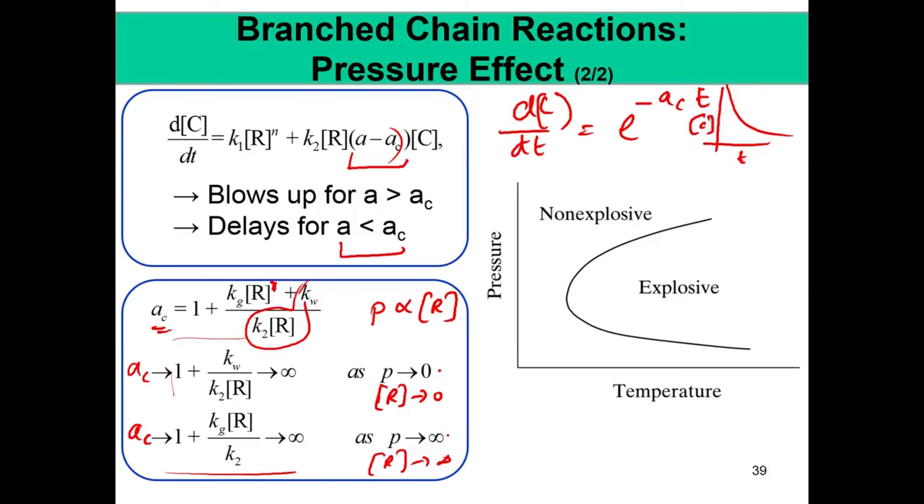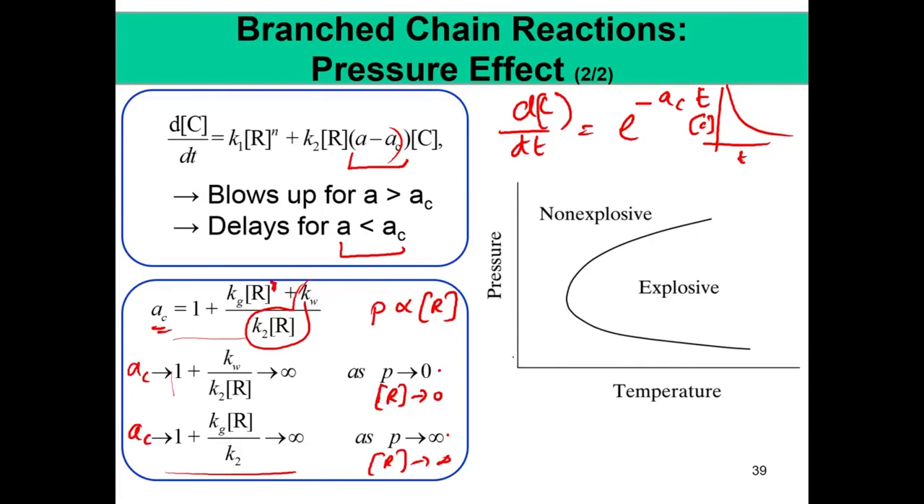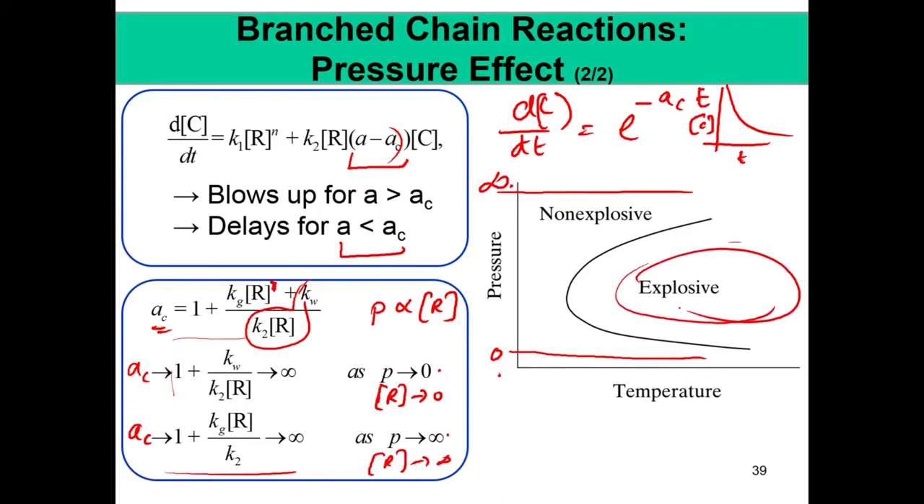So, AC can only be small in the intermediate range when P is neither too close to 0, nor too close to infinity. And that is what we see here, that when pressure is small, it is non-explosive. Non-explosive means, once again, explosive does not have anything to do with a blast or anything. It only means that there is a rapid increase of the reactions with rapid release of energy. Okay. So, at large pressure and small pressure, reactions are non-explosive, combustion reactions are not favored, and only in this intermediate peninsula are combustion reactions favored. All right.